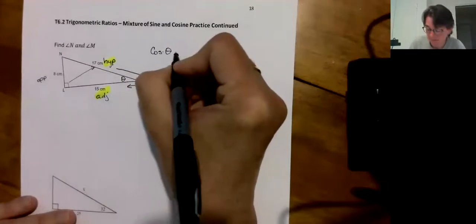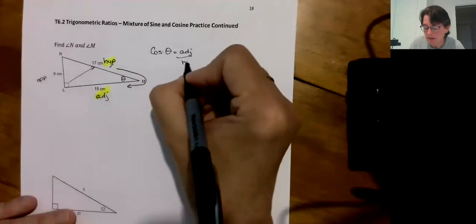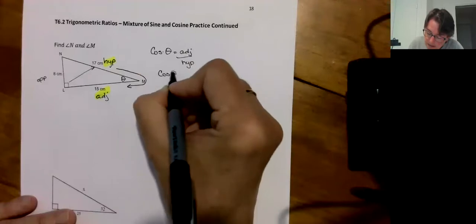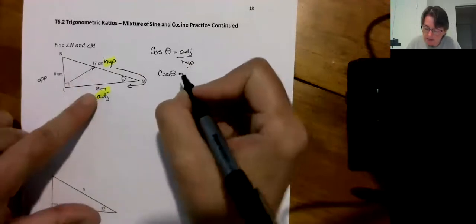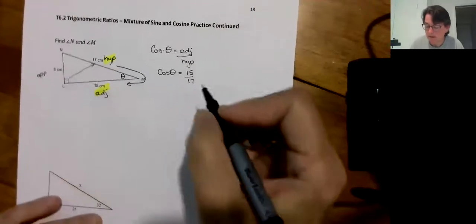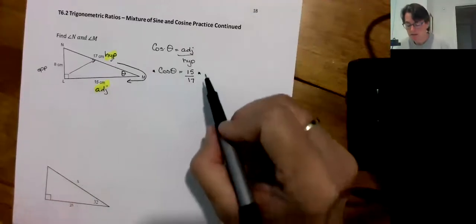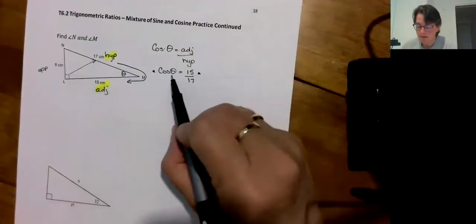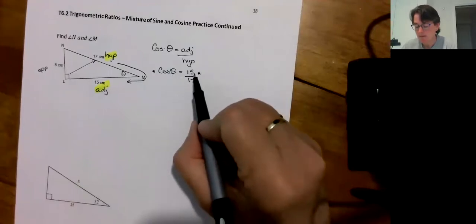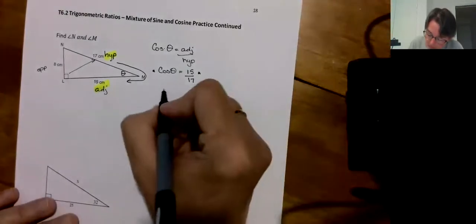Cosine theta is equal to adjacent over hypotenuse. Cosine theta, adjacent side is 15 over 17. And this is my checkpoint. I want to make sure that I have two numbers and a variable, and because I have these two, the top one is the smaller of the two, and it's all good.